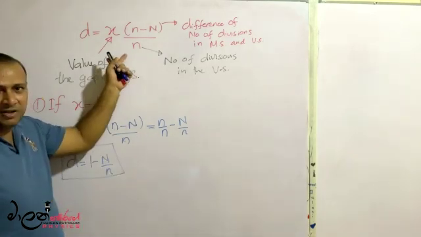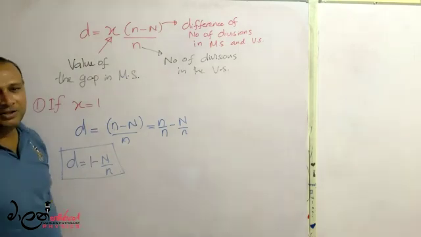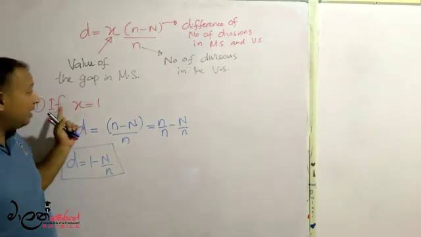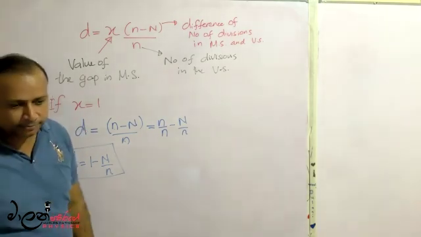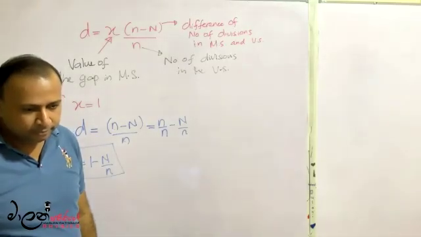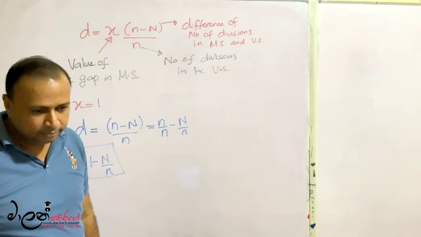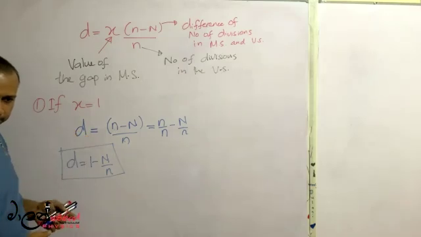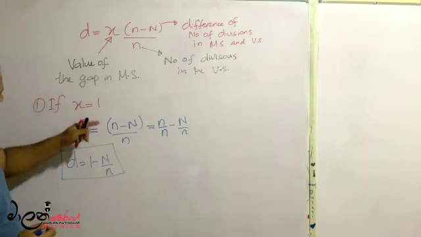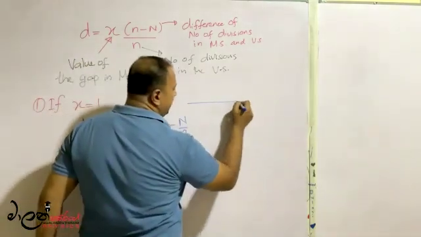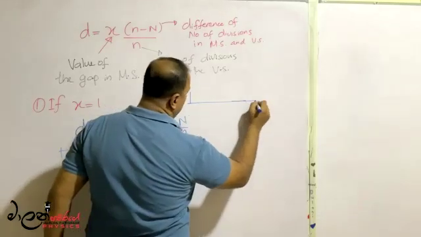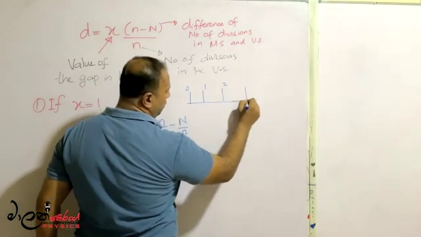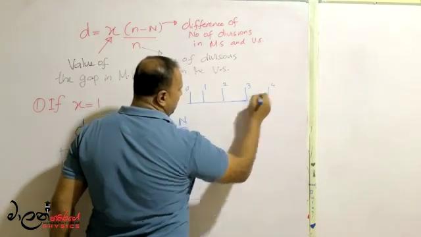This is the original equation. From this equation I can derive this one. So this is valid only if the value of x is equal to 1. If x is equal to 1, it means the main scale is divided into this kind of thing: 0, 1, 2, 3, 4, something like this.